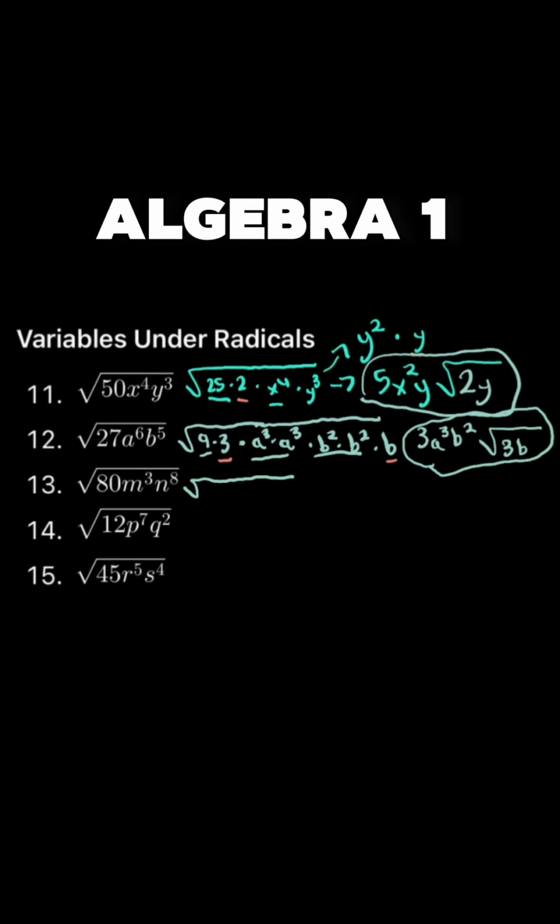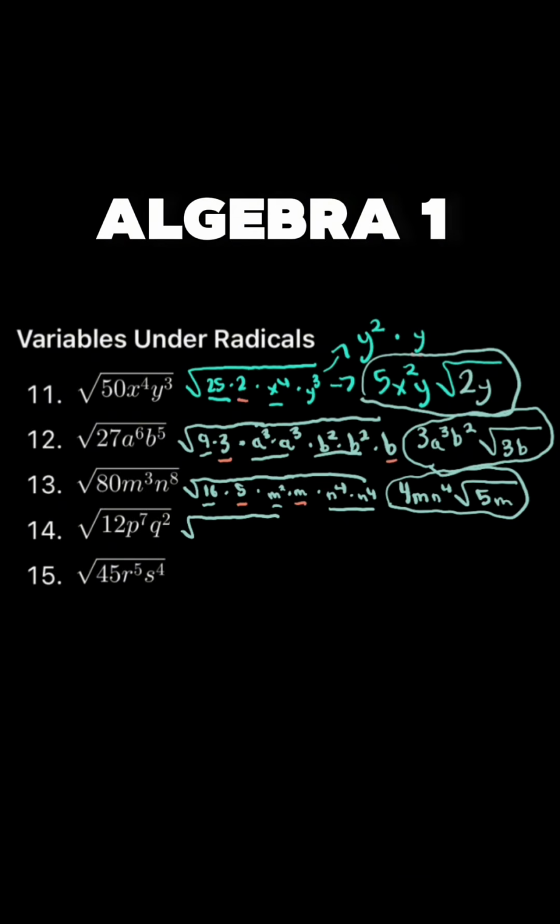inside of the radical. Here, we can separate 80 into 16 times 5, and m squared times m, we'd have an extra m, and then n to the 8th, the square root of that would just be n to the 4th. So we would take out the 4, that's the square root of 16, we would take out m, the square root of m squared, take out n to the 4th, the square root of n to the 8th, and we keep in the extra 5m.